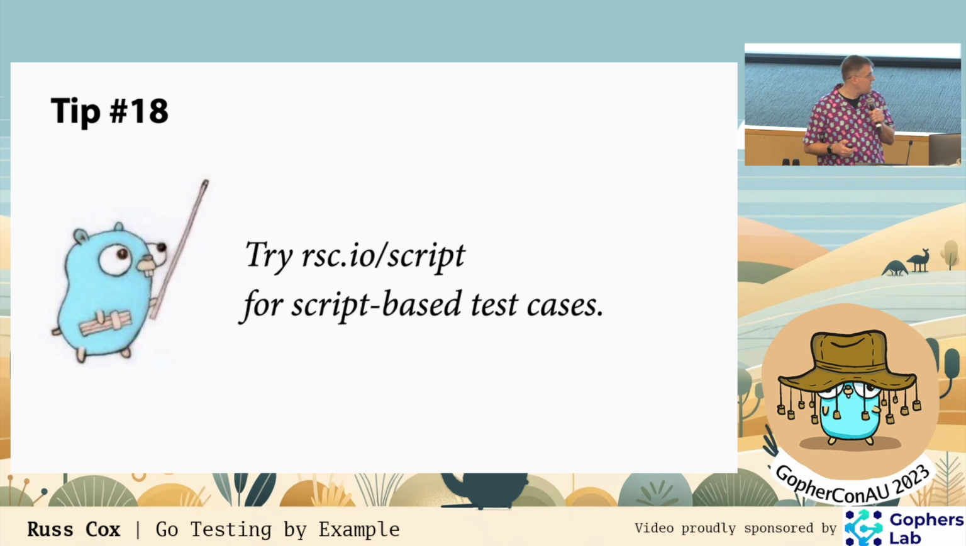So tip number 18 is try rsc.io/script for your own script-based test cases. I just published this package on Monday. So ironically, it doesn't have enough tests itself, but it's this script engine that we wrote for the Go command extracted into a package so that other people can try it. And Bryan Mills took the time to give it a very nice API, and we just hadn't posted it yet. And so we might put it somewhere more official later if it turns out to be useful. So if you do try it, let me know how your experience is.